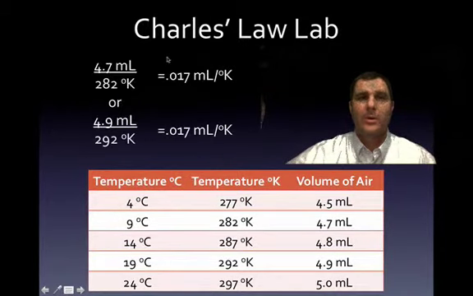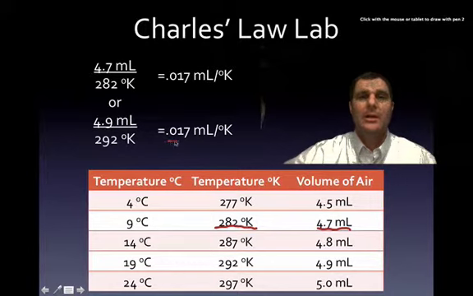I've done a couple for us. Here we have 4.7 milliliters, which is right here, divided by 282 degrees Kelvin, and that equals 0.017 milliliters per degree Kelvin. I did another one down here, 4.9 milliliters divided by 292 degrees Kelvin, and once again that equaled 0.017 milliliters per degree Kelvin. Okay, so we see that this is a constant number.